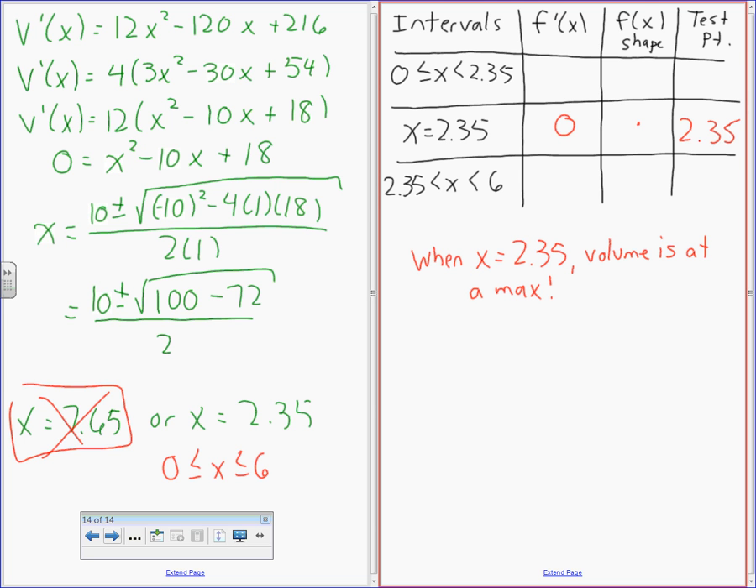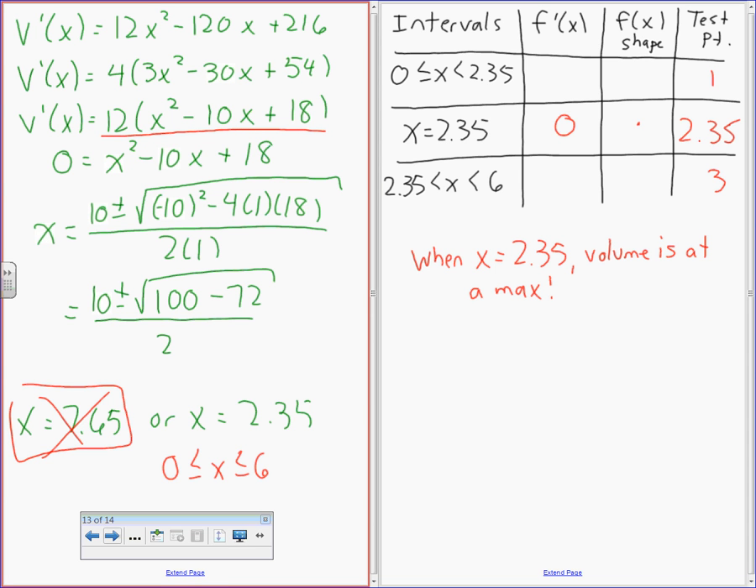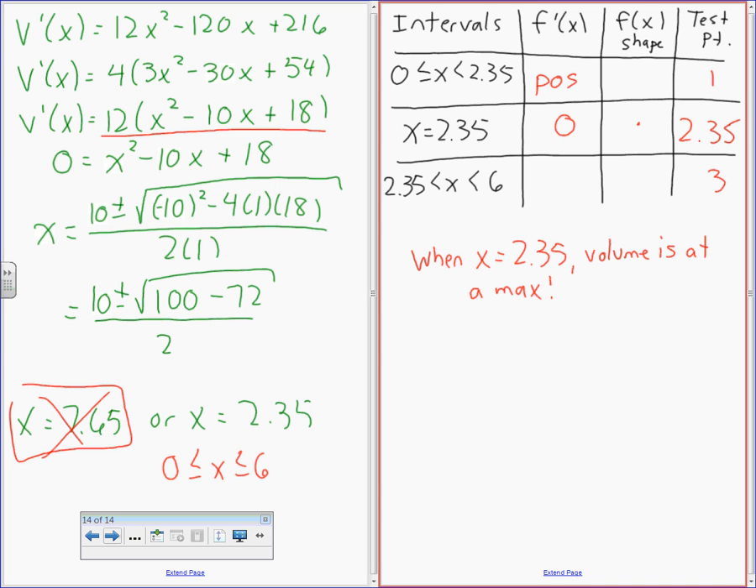Which is nice. I'm going to pick a value here of 1, and I'm going to pick a value here of 3. Going back to my equation, I guess these are all equivalent, so I'm going to use this one right here to sub into. So 1 squared is 1. 1 minus 10 is negative 9. Negative 9 plus 18 is positive, and a positive times a positive is going to be positive, meaning that from 0 to 2.35 centimeters, the volume is increasing.